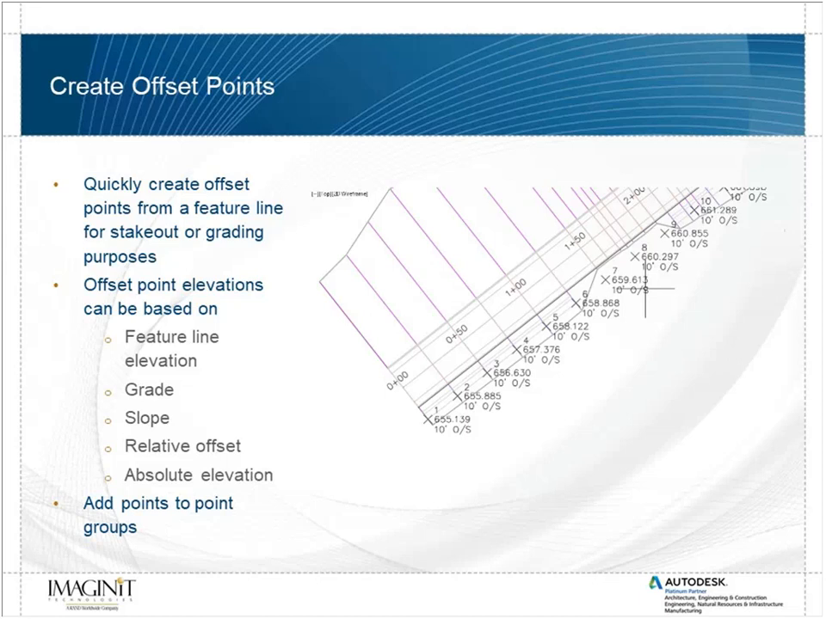Just by virtue of some of the options that we put in it, we can now create points off the feature lines at a particular interval, but we can use that feature line elevation and start to base these point elevations off of maybe a particular grade or a slope, some sort of a relative offset. So it's starting to expand, and there are grading implications that can be used with this tool, as well as the stakeout implications.